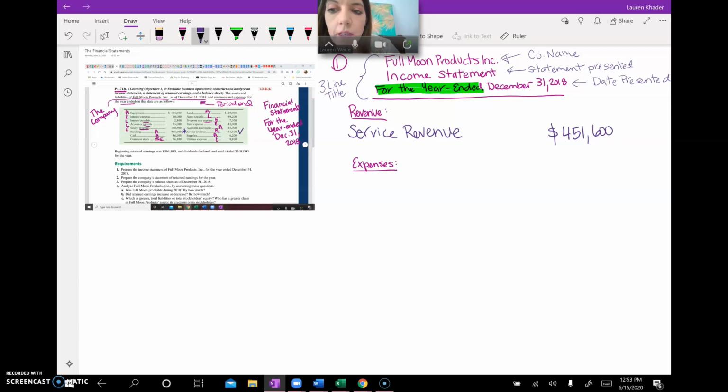For expenses, I'm going to do the exact same thing. And they typically do follow the same order that they are given to you, but I'm just going to go a little bit out of order because usually interest expense is not the first expense that you're going to list. So salary expense, $108,900.